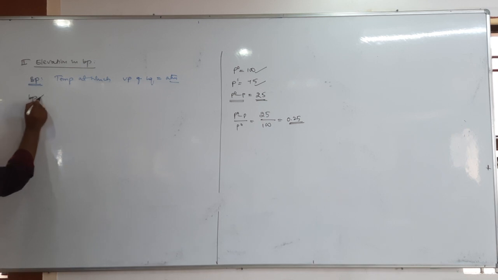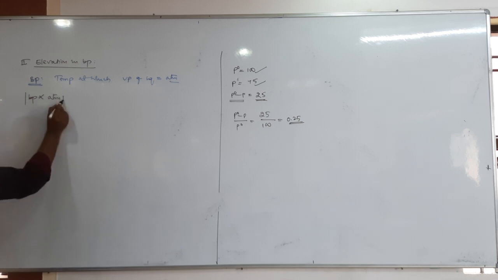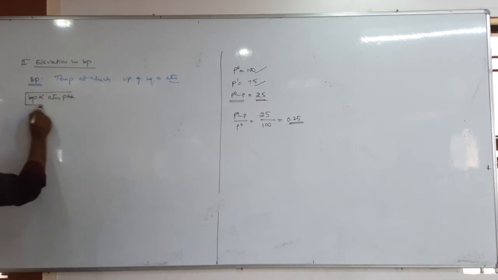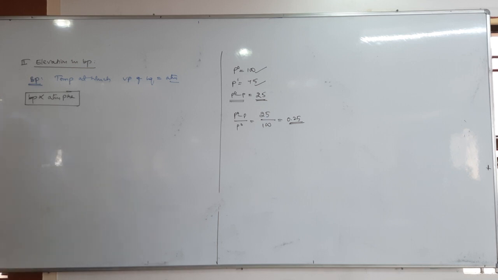Therefore, what is the relation between boiling point and atmospheric pressure? Boiling point is directly proportional to atmospheric pressure. Suppose the atmospheric pressure increases, the boiling point increases. We have studied that the boiling point of water at sea level, like Chennai or Mangalore, is 100 degrees Celsius. What is the boiling point of the same water in the Himalayas? It is less than 100, because the Himalayas are at high altitude. At high altitude atmospheric pressure decreases. When atmospheric pressure decreases, boiling point also decreases.